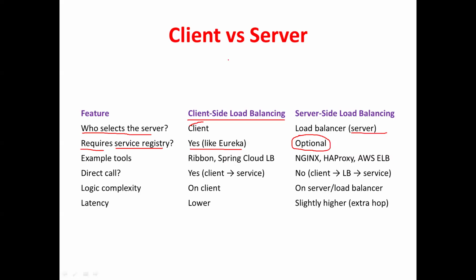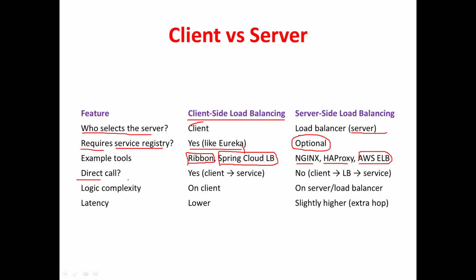Coming to tools, on the client side previously we used Ribbon. Now Ribbon is completely in maintenance mode, and Netflix is not giving any features. So the Spring team itself gave Spring Cloud Load Balancer, which is integrated seamlessly with Eureka. On the server side we have Nginx, HAProxy, and AWS ELB. There are other server side load balancers too, but these are examples.